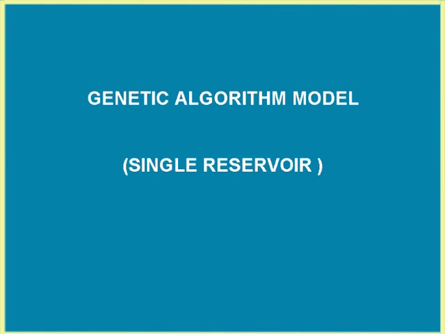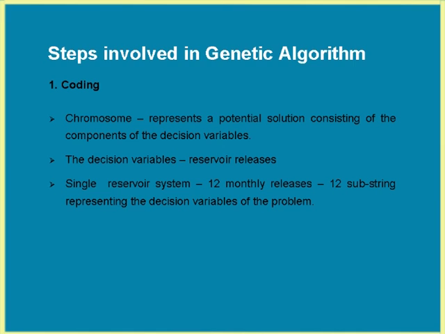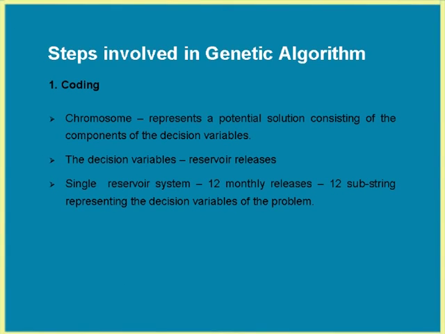This is conventional modeling. Then we applied a genetic algorithm, whatever I explained in the morning, the same methodology we have applied for this one also. So here the chromosomes, this is a single reservoir system. There are only 12 monthly releases, 12 substrings representing the decision variable. So it is a single string which represents 12 variables. Each substring represents one release, and the number of substrings varies from one reservoir to another.